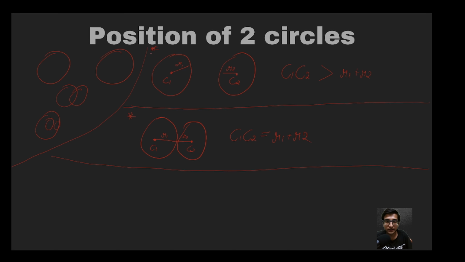Of course, important things that you need to remember. If the circles are intersecting with each other, what can I comment? I can say that C1C2 is less than R1 plus R2, and it is greater than modulus of R1 minus R2. Why I am doing this, we will understand about R1 minus R2 in the later portions.